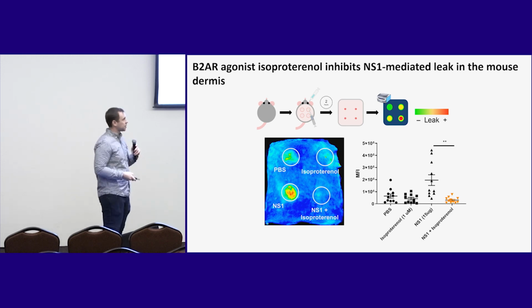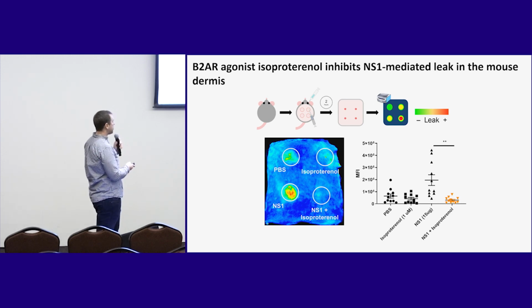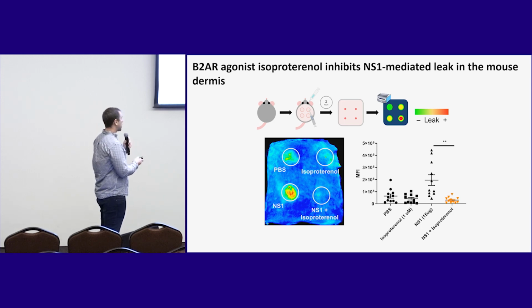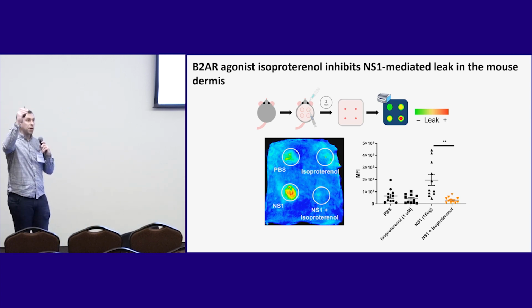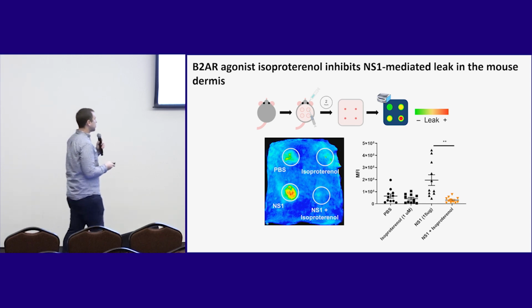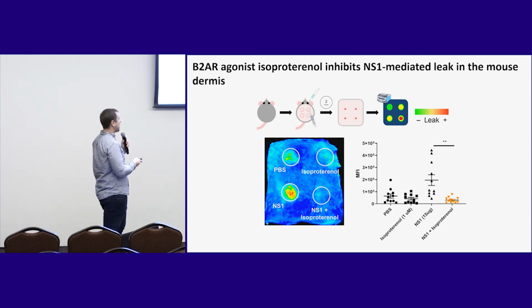in these distinct spots. So as you can appreciate, PBS and isoproterenol do not cause leak on their own, while NS1 causes a significant amount of vascular leak. And just remember, isoproterenol causes depletion of B2AR from the surface of cells. And when we treat with isoproterenol, we can find that this vascular leak is greatly inhibited.